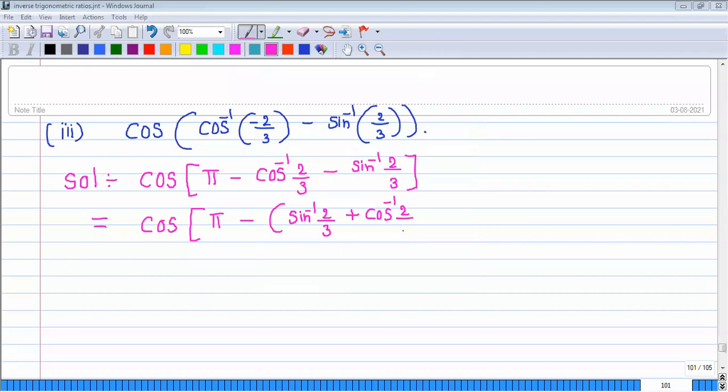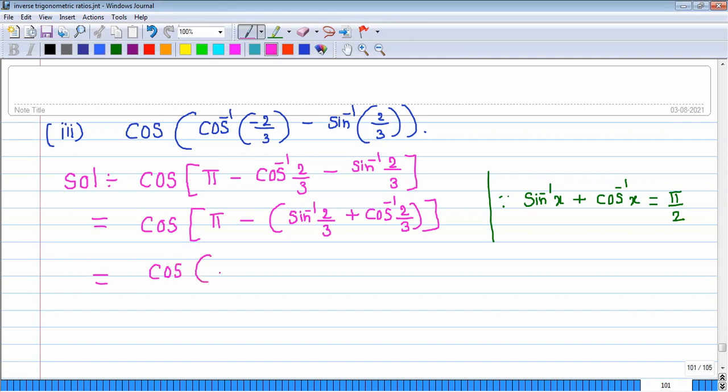See, we have one wonderful result that we have discussed earlier only. Sine inverse x plus cos inverse x, if x belongs to minus 1 comma 1, that's equal to pi by 2, 90 degrees. So for example, instead of 2 by 3, if you say x, sine inverse x plus cos inverse x, whose value is pi by 2. So now this becomes cos of pi minus pi by 2.